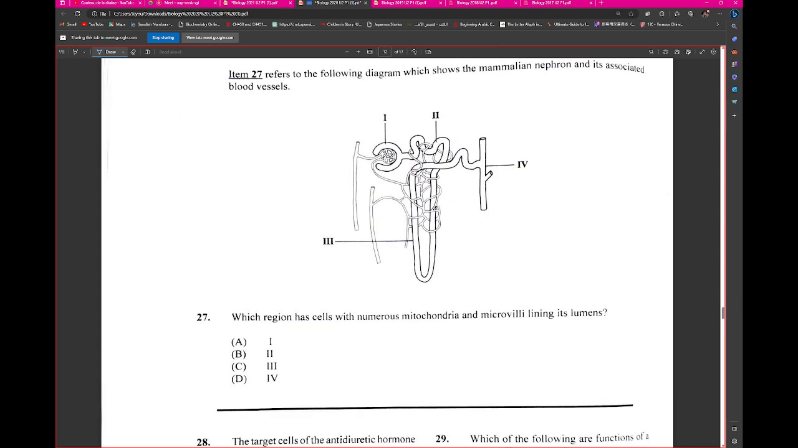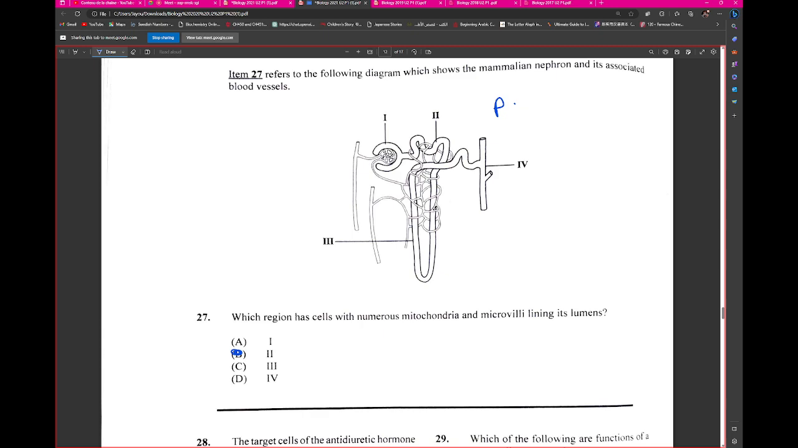Right, so which of the following, which region has cells with numerous mitochondria and microvilli lining its lumen? This would be the PCT, the proximal convoluted tubule, right? So we're looking at that. I just say the proximal convoluted tubule, right? The PCT.